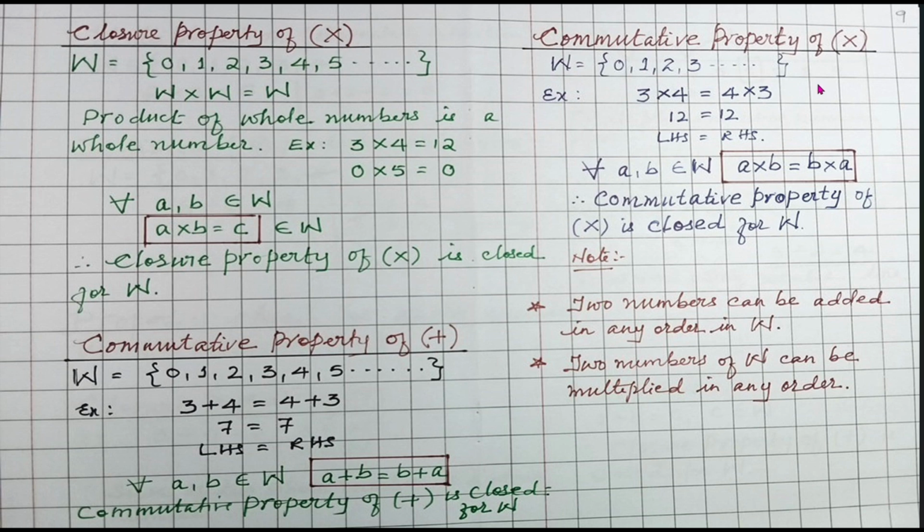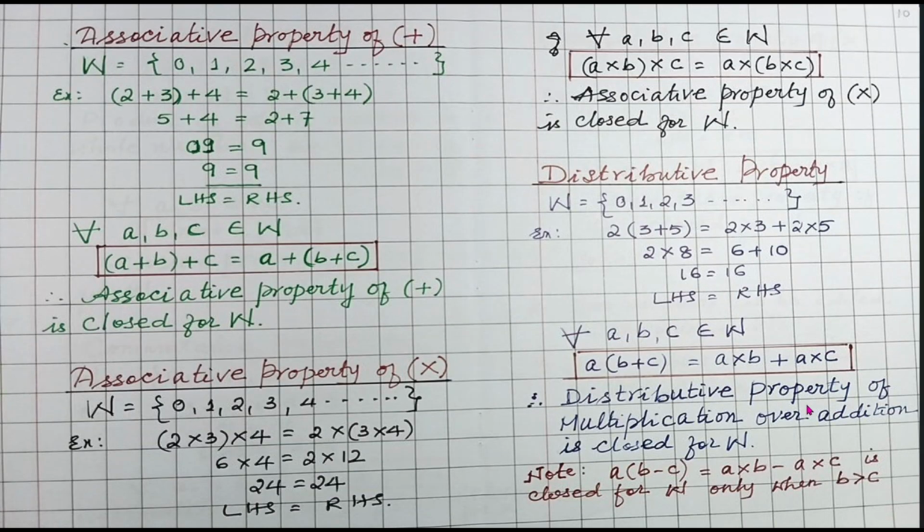Now similarly, commutative property of multiplication is also closed for a set of whole numbers. Therefore, two numbers can be added in any order in whole numbers, and two numbers can be multiplied in any order in whole numbers. Now coming to the associative property of addition, we know what is associative property already. That means the order of the grouping of numbers and adding in any order.